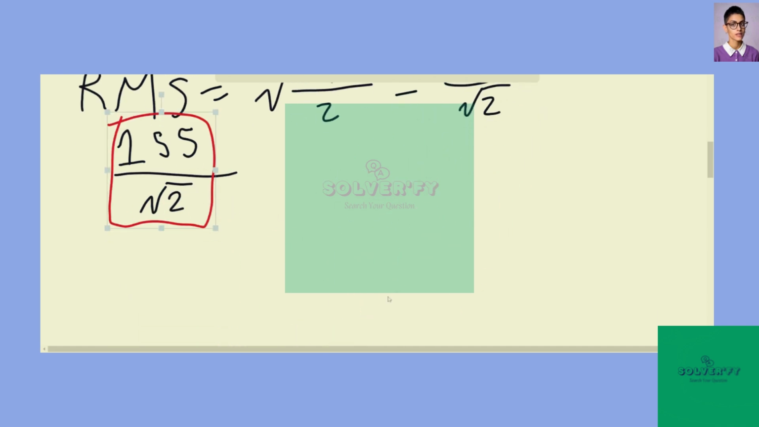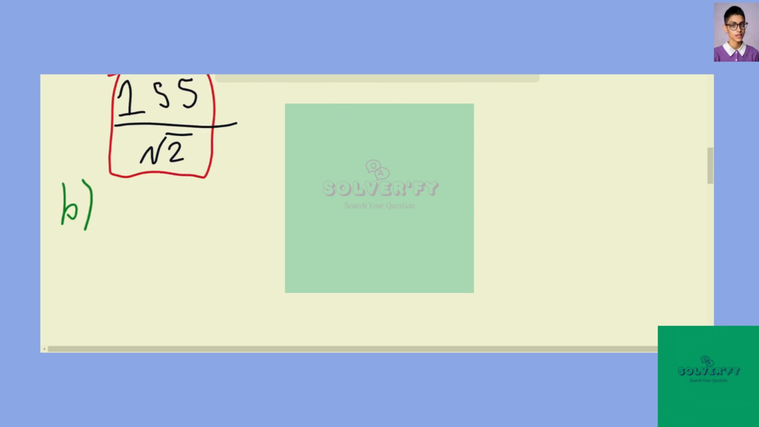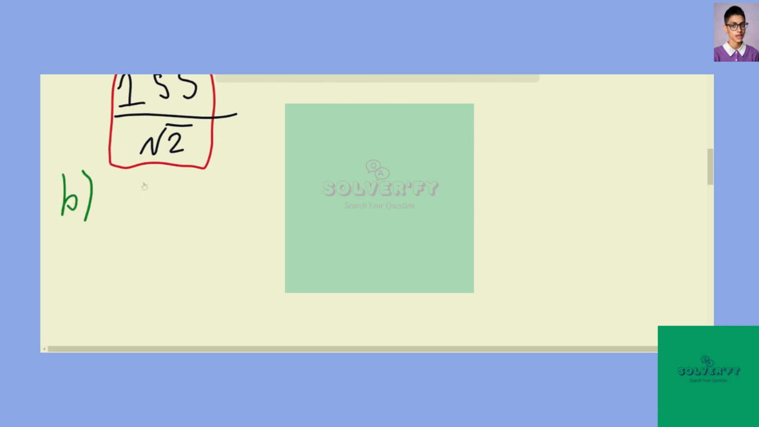Now we will move on to question B. In that question, we are supposed to find the a value in this part, where e of t is equal to a sine 120 pi t.